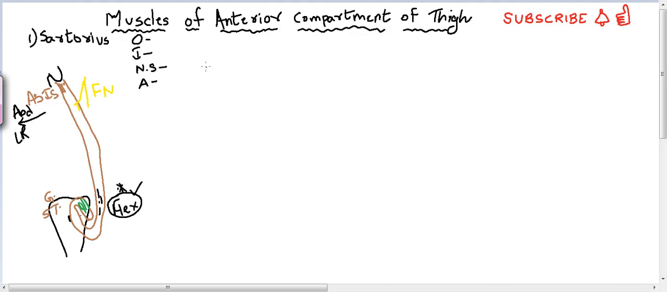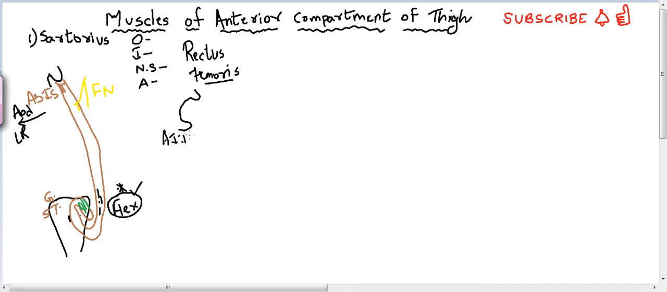This is about Sartorius. Move on to the next muscle, that is called Rectus femoris. So rectus means straight, femoris means in front of femur. Rectus femoris is the next muscle. So this muscle takes origin not from the anterior superior iliac spine but from the anterior inferior iliac spine. So this anterior inferior iliac spine will be the origin for the straight head.